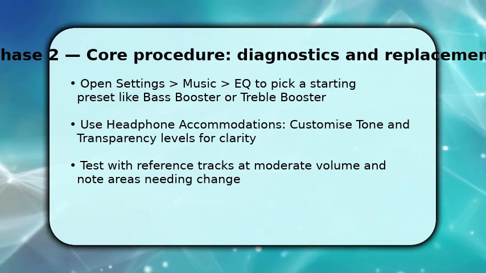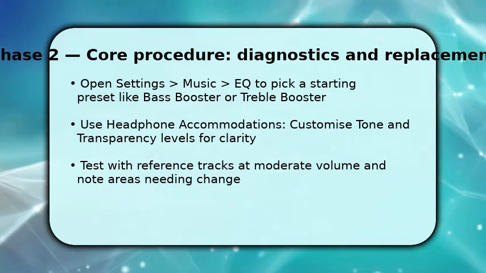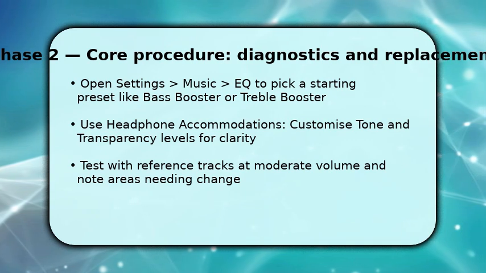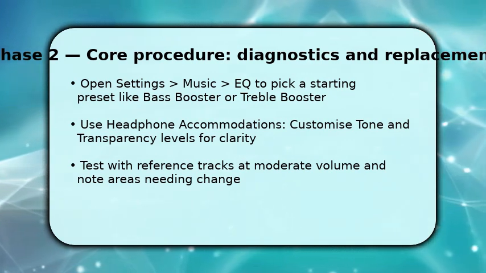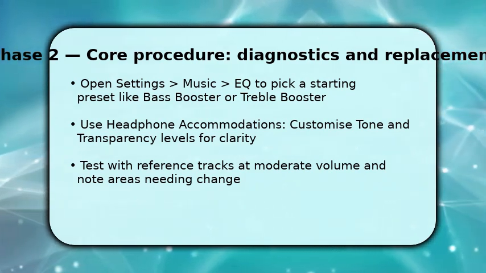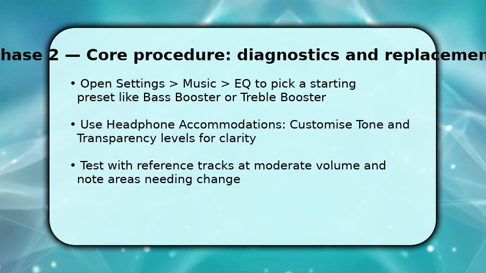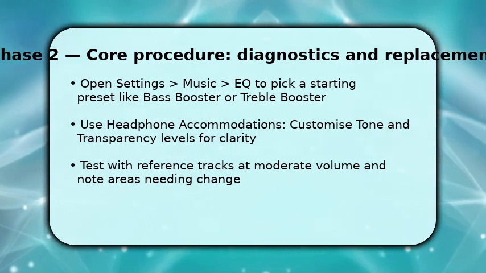Play a reference track at moderate volume and listen for muddiness, sibilance, or lacking bass. Make note so you can compensate when using third-party apps or a parametric EQ. Now fine-tune using a parametric EQ app or a music player with a 10-band EQ.